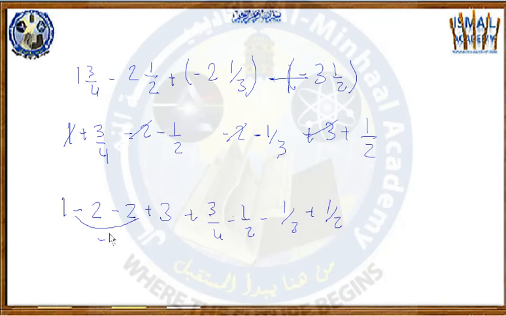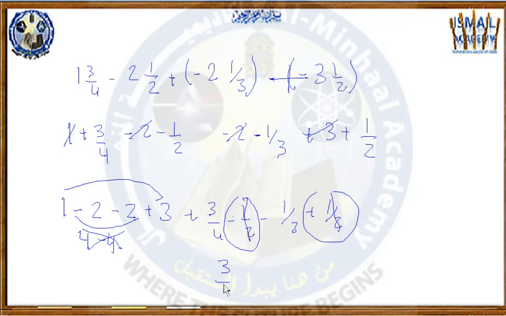This is minus 4, and this one is 4. So 4 minus 4 is 0. It's gone. Then we have 1/2 plus 1/2, which is 0. It's gone. So what's left? 3/4 minus 1/3. They don't have the same denominator.